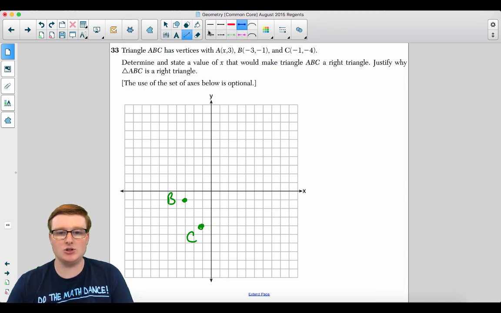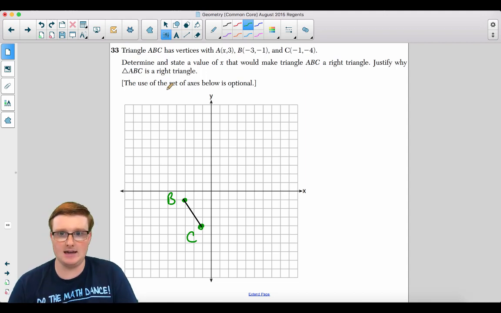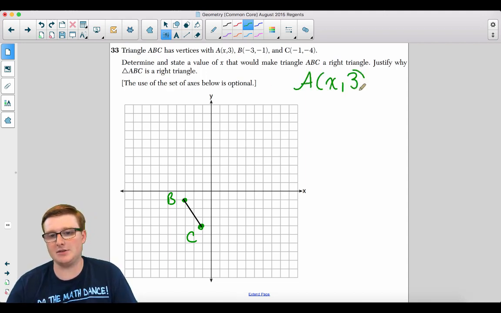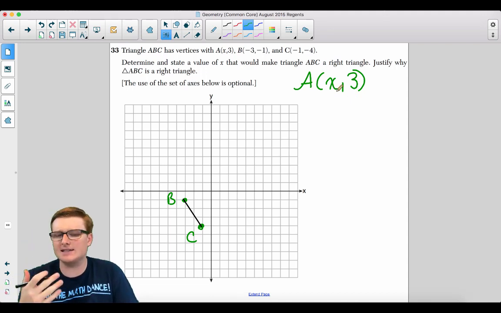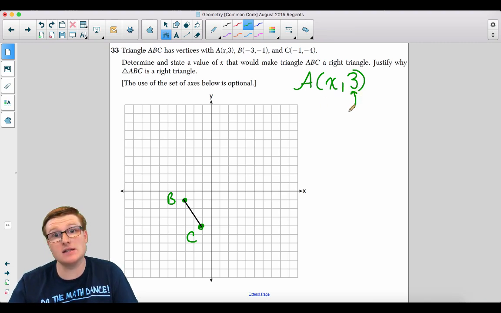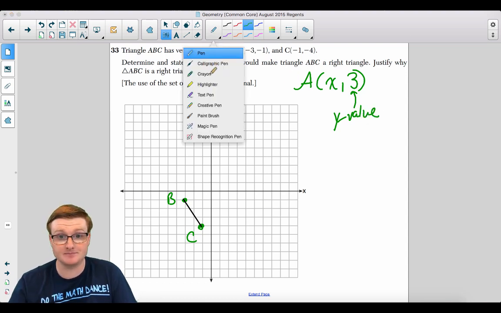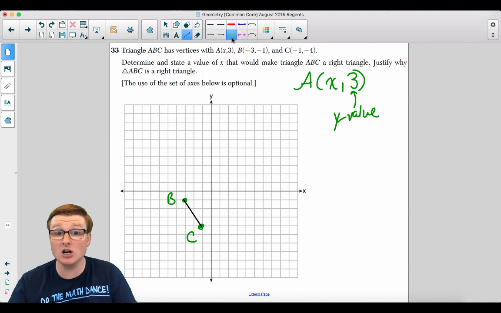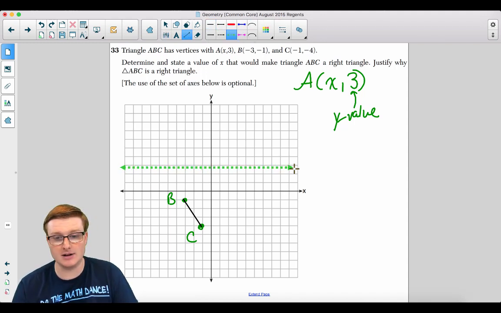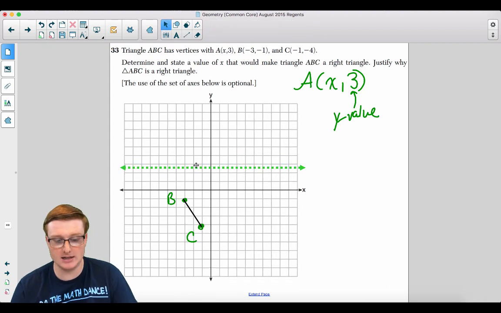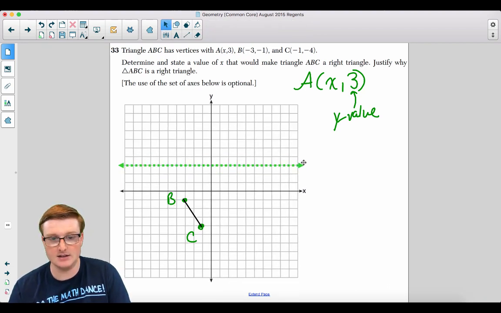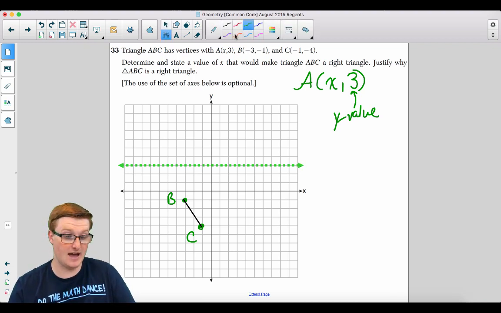Cool. And I'm going to connect these 2 points. That's the line BC. Now A, I want to talk about A for a second. X comma 3. We have to find the value of X that would make this a right triangle. Well, what's nice is they gave us this. That's your Y value. Your point has to lie somewhere along the line Y is equal to 3. It has to be somewhere on this line. And if it's not, then you have problems because you have to get that fixed immediately, because it has to lie on the green line.